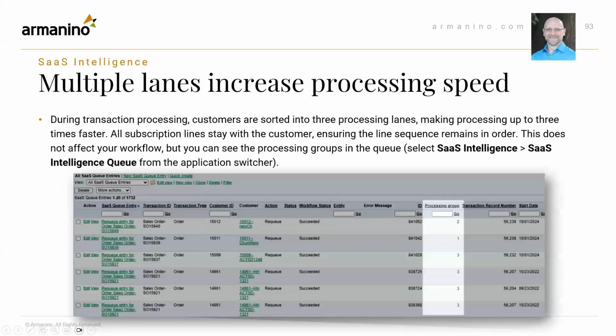And this is an example of multiple lanes, increased processing speed. This is pretty cool because they give this swim lane thing. During transaction processing, customers are sorted into 3 processing lanes, making processing up to 3 times faster. All subscription lines stay with the customer, ensuring the line sequence remains in order. It doesn't affect your workflow, but you can see the processing groups in the queue. So it speeds up processing time there.